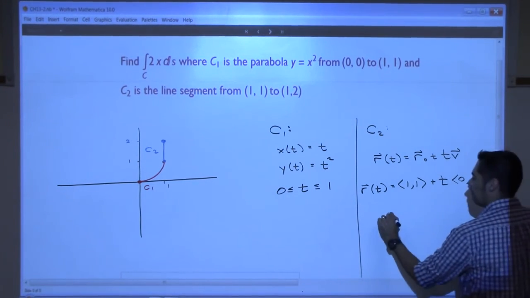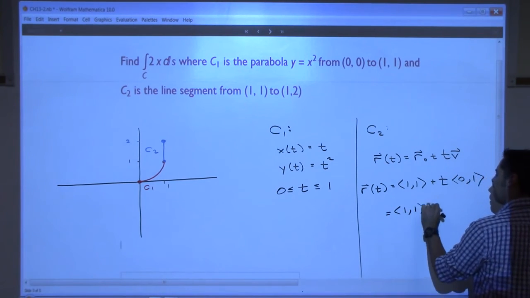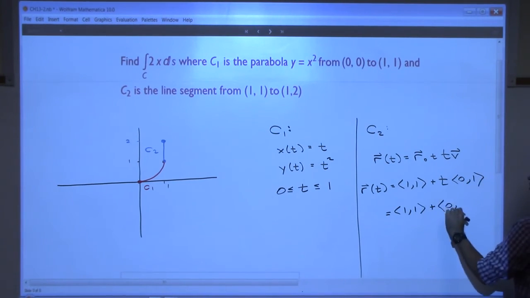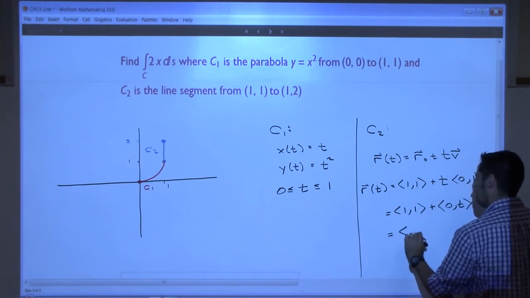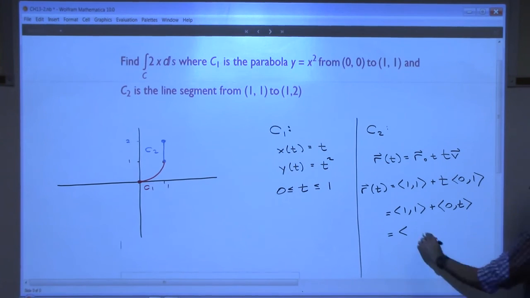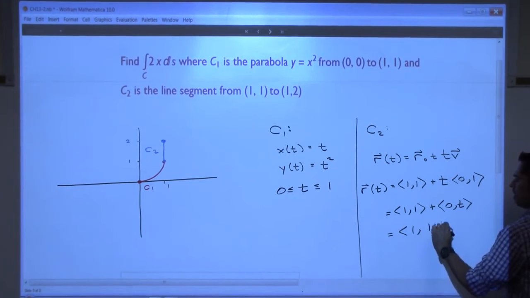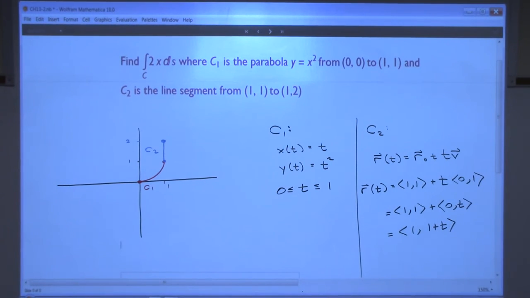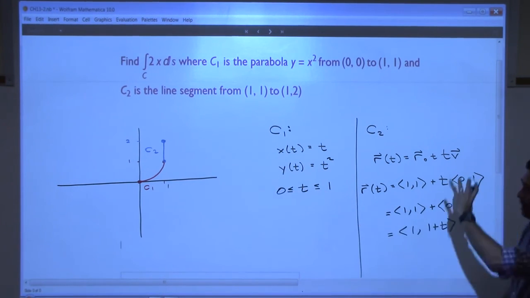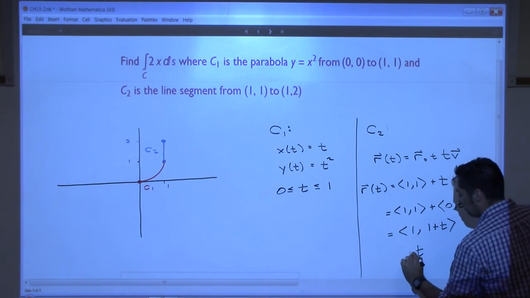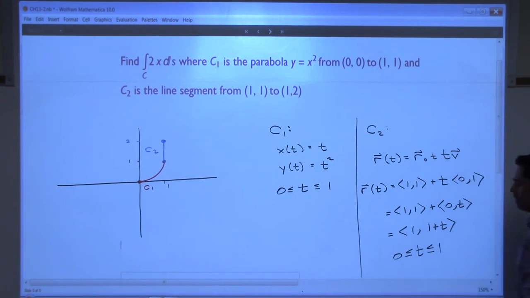Now let's put these together. This is 1, 1 plus, distribute the t through, you get 0t. And then add those two together, and you should just get the vector, what? 1, 1 plus t. And what did I tell you for sure t would go between? 0 to 1. If you are going to connect 2 points together and you do everything as I showed you in class, t will be guaranteed to be between 0 and 1. Let's just double check it real quick. If t is 0, where are you?